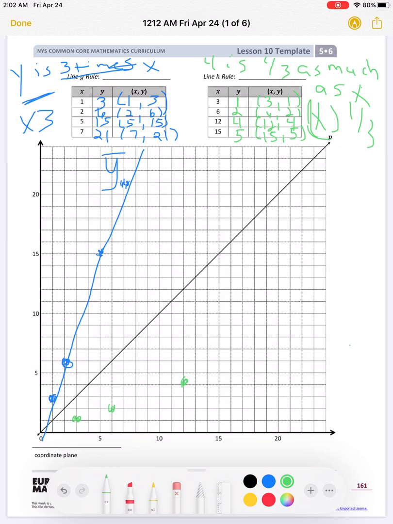The next one, 15, 5. Okay, 15's first, so we go to 15 on the x-axis. And then up to 5 on the y-axis. And the data point belongs there.